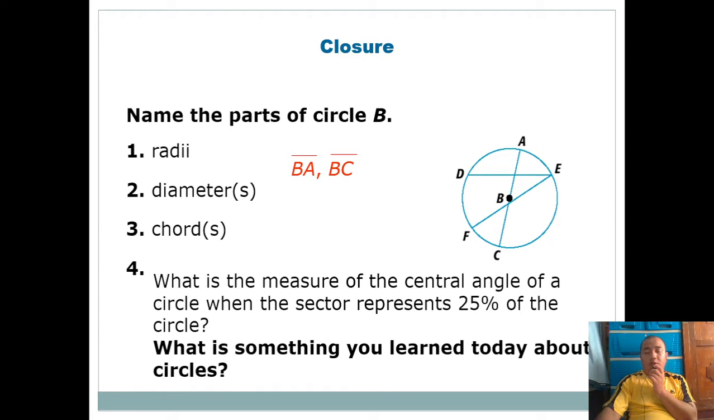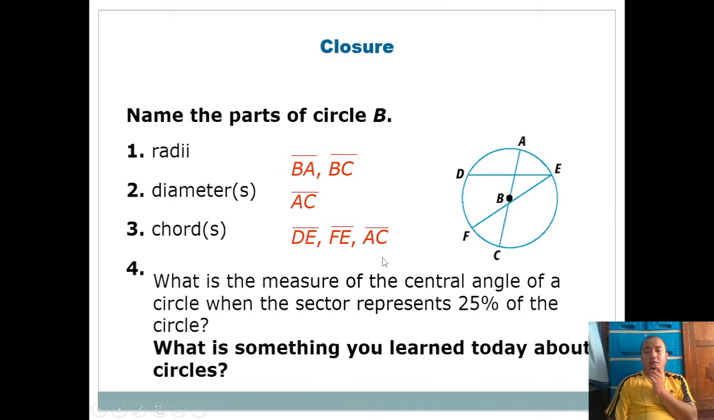For the diameter, there's only one, that's AC, line segment AC. Okay. And about the chords, we have segment DE. Yes, of course. Its endpoints are 2 points in the circle, segment FE and segment AC. AC is also a chord.